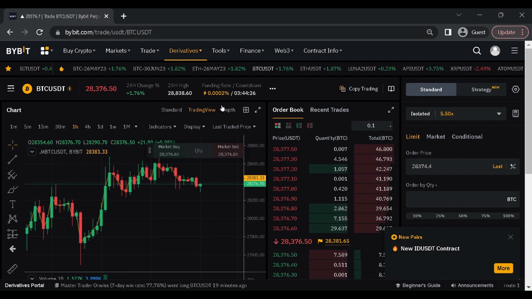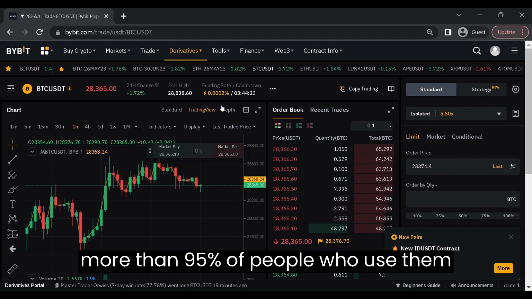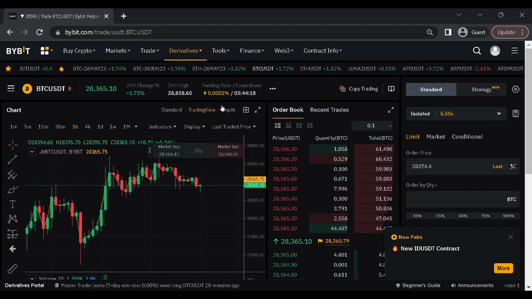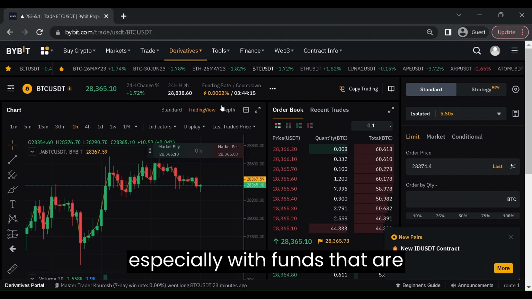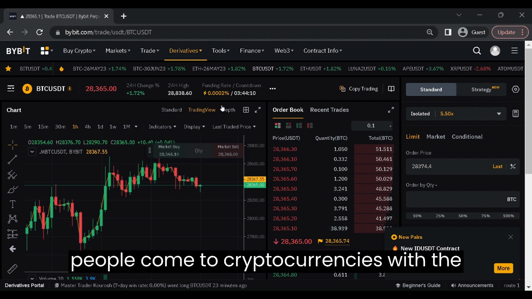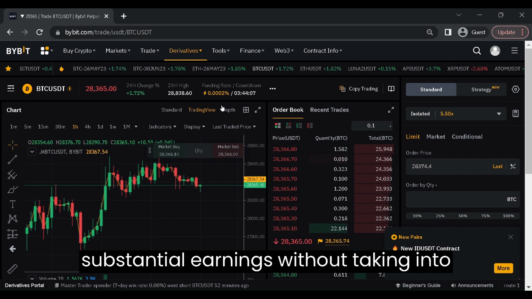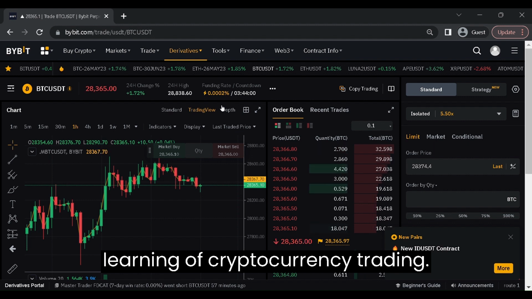It's worth noting that futures trading is very challenging, and more than 95% of people who use them lose all their funds very quickly. So, don't start trading too soon, especially with funds that are relatively high for you. Many people come to cryptocurrencies with the expectation of achieving quick and substantial earnings without taking into account the systematic and gradual learning of cryptocurrency trading.